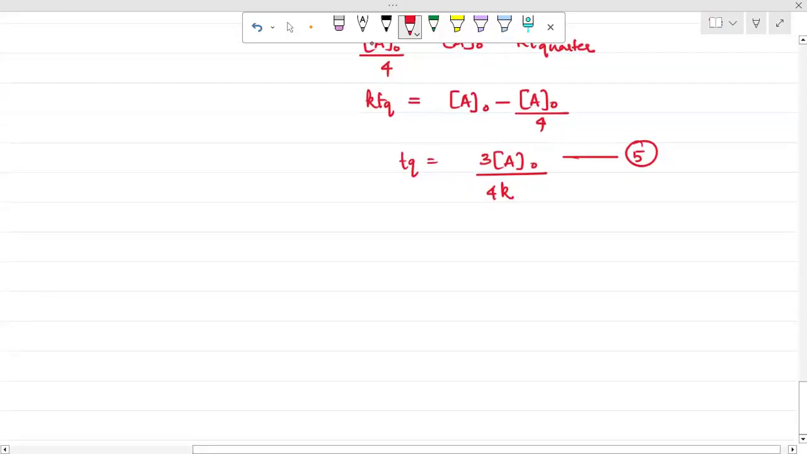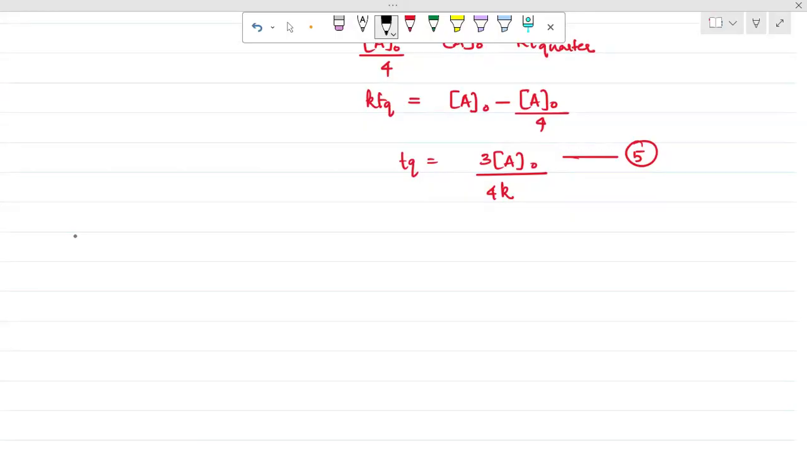Next one. Completion time. T100 also we call it, or in certain textbooks, it's also written as t naught. T completion, do you need the definition? It's clear, no? It is a time at which the reaction is complete.